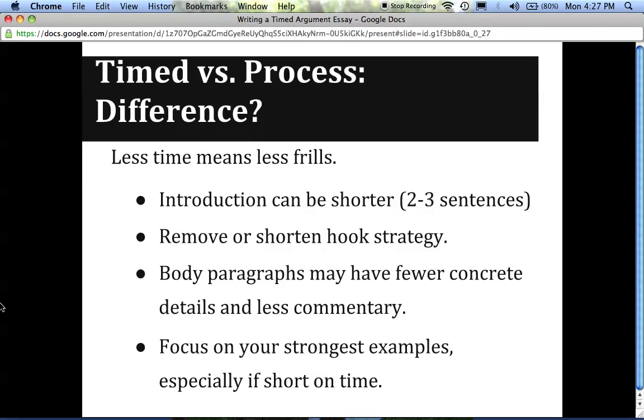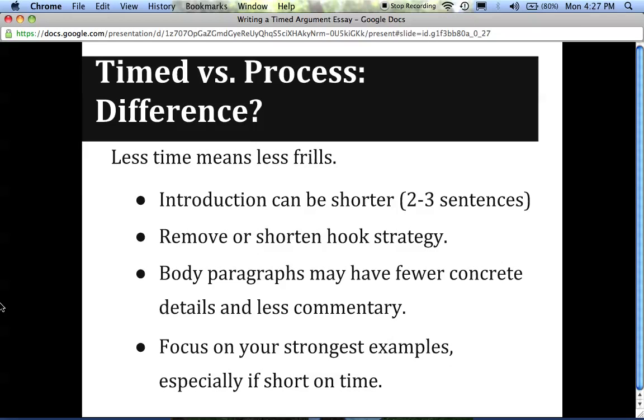So your introduction is going to have to be shorter. 2 to 3 sentences is fine for a timed essay. So what you're going to need to do is remove or shorten your hook strategy. So instead of telling a personal story that might go on for four or five sentences, you might make a statement. Or instead of starting with 3 questions, you might just start out with a single question.